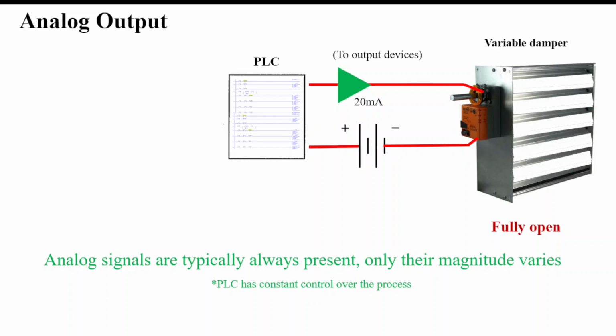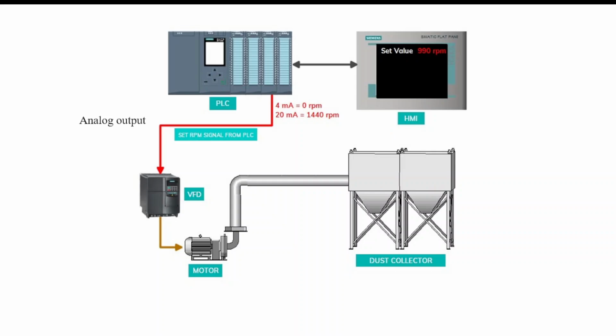Analog signals are again typically always present, only their magnitude varies, and the PLC has constant control over the process. So here's an example of a PLC sending information to a VFD as an analog output. The VFD then controls the motor speed, and the motor then controls the dust collection system.